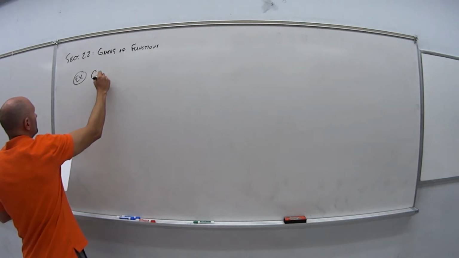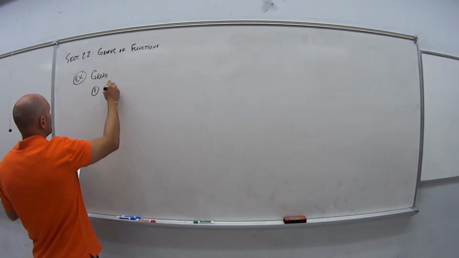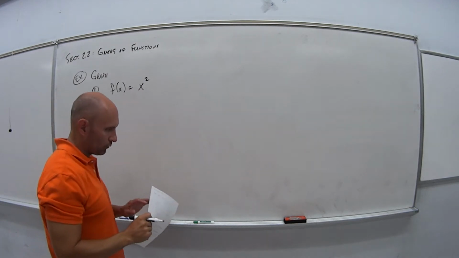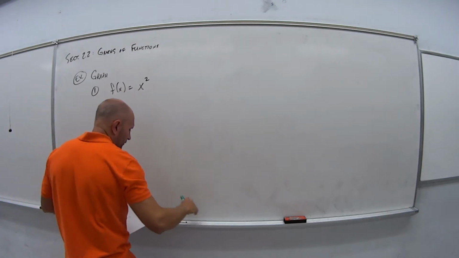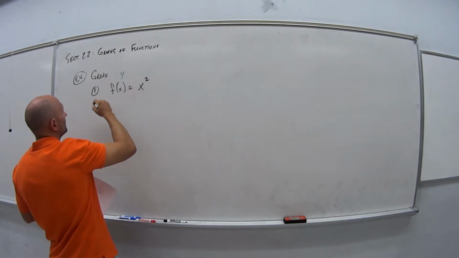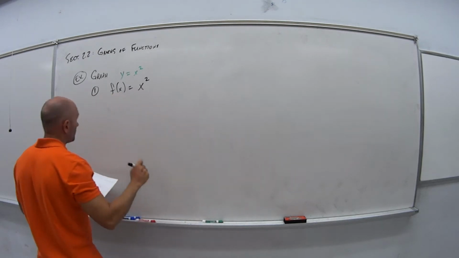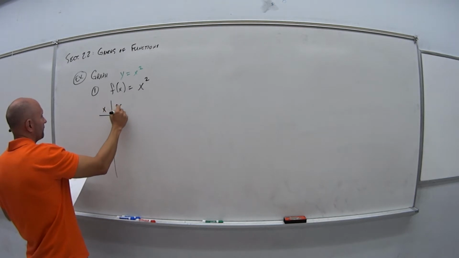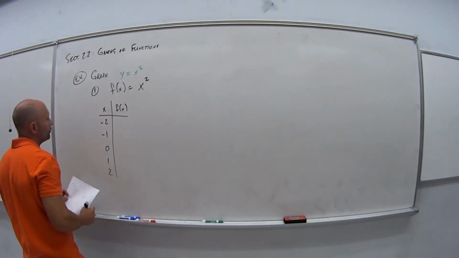So the first one is I want to graph f of x is equal to x squared. Again, we're just going to start with some basics here. Remember in section 2.1, we can rewrite f of x as basically y. So we want to graph y equals x squared. So if I build a table, my x and my f of x, let's pick a couple negative numbers. We'll pick 0, we'll pick 1 and 2.